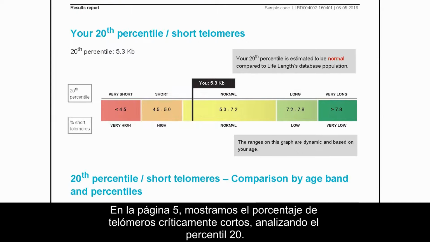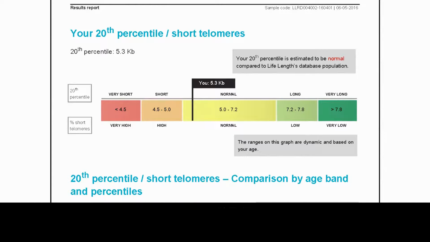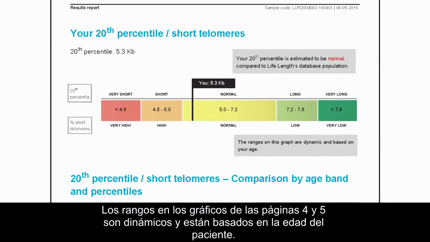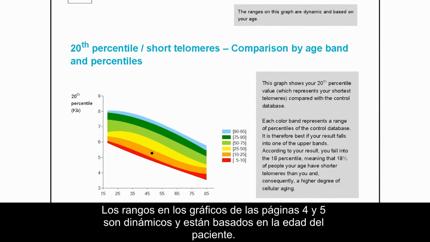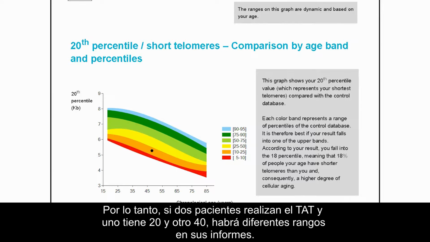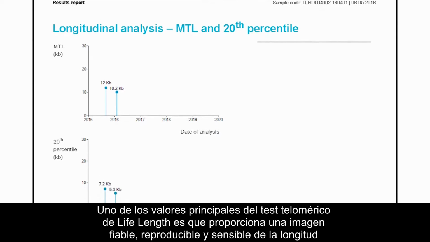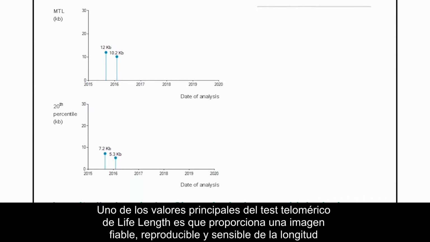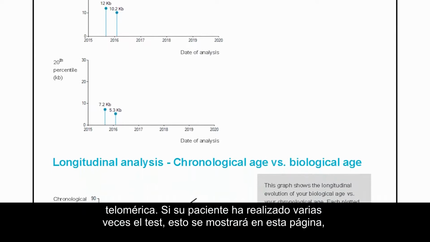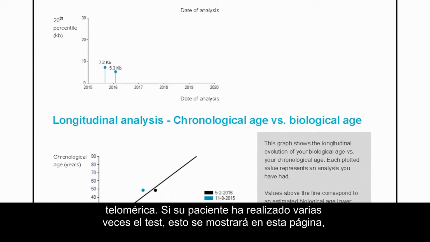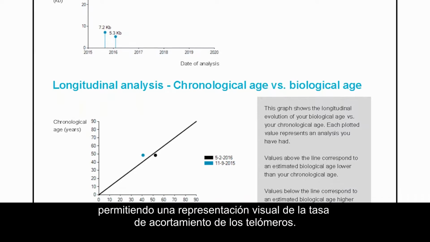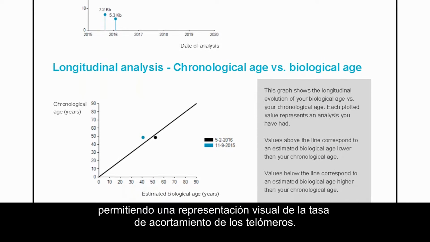On page 5, we show the percentage of critically short telomeres representing the lowest 20th percentile. The ranges on the graphs on pages 4 and 5 are dynamic and are based on the patient's age. So if two patients take the TAT, and one is 20 and the other one is 40, they will have different ranges on their reports. One of the main values of LifeLength's telomere testing is that it provides an accurate, reproducible, and sensitive picture of telomere length. If your patient has had several tests, these will be shown on this page, allowing for a visual representation of the rate of telomere attrition.